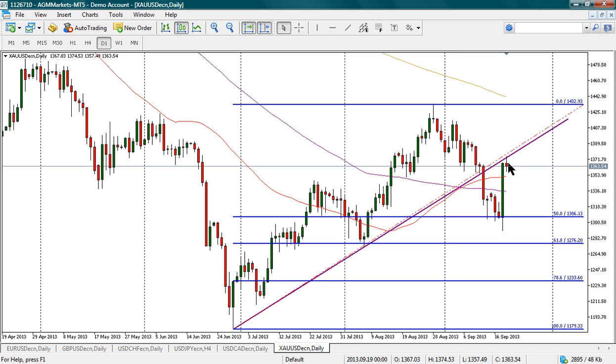People are banking profits already, so there's an initial bit of selling coming on, but I wouldn't be surprised to see it rotate higher and perhaps even take out these highs at the 1432. But in order to do that, it's got to close above this trendline, in my opinion.